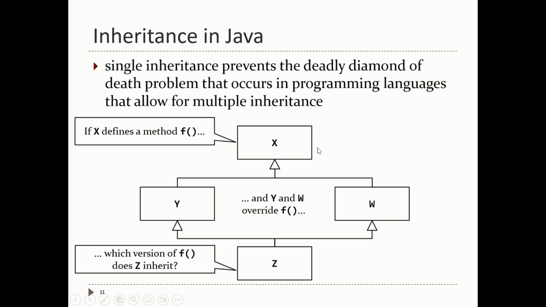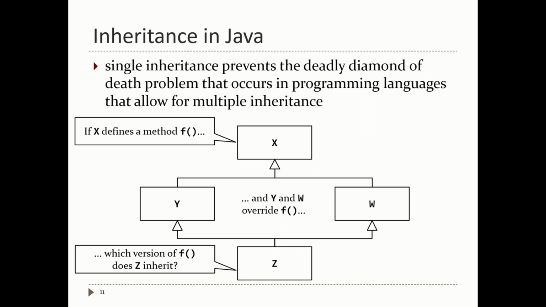All right, so Java implements single inheritance. Some programming languages allow you to inherit from more than one class. So there are languages that allow what's called multiple inheritance. The Java language designers decided to only support single inheritance because it prevents the deadly diamond of death problem. That's a real name. I didn't make that up. You can Google it. You'll find a Wikipedia page for it.